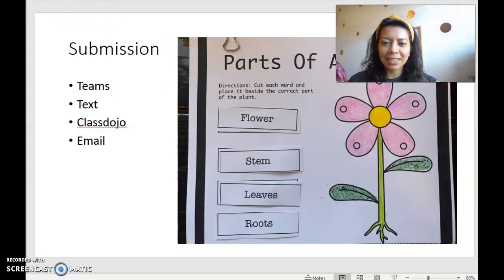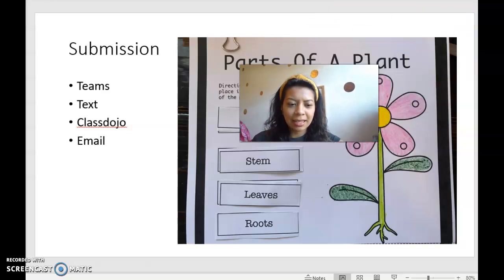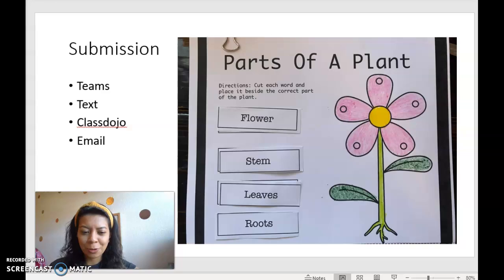For today's exit ticket, you are going to submit a picture of your completed anchor chart. If you don't have access to a printer, no worries. You are more than welcome to draw a flower on a blank sheet of paper and label flower, stem, leaves, and roots, just how we did it together. Remember, your exit ticket is due every day by 11:59 p.m.